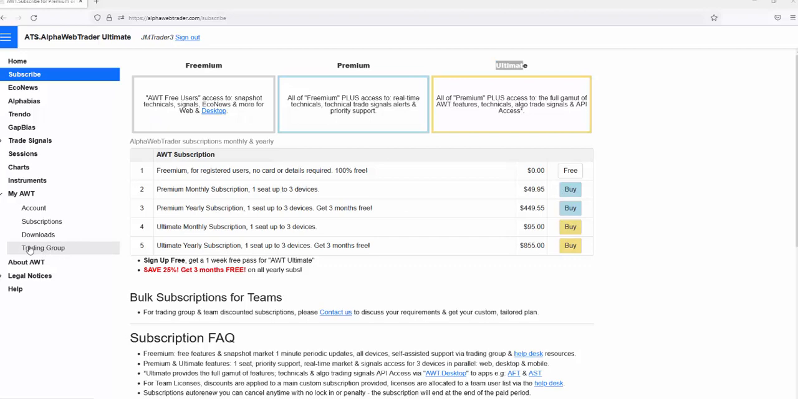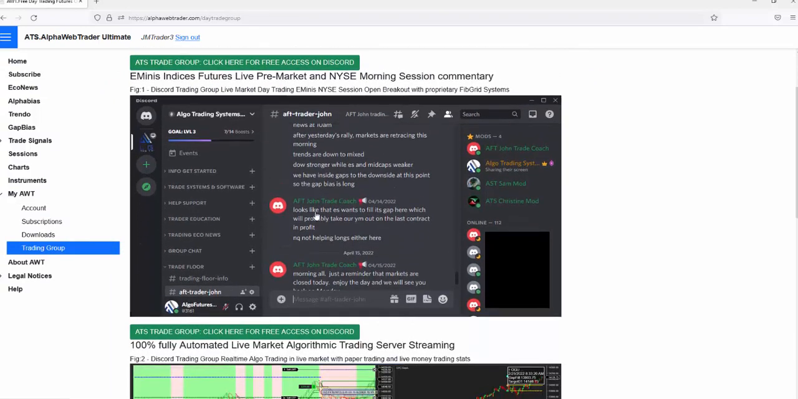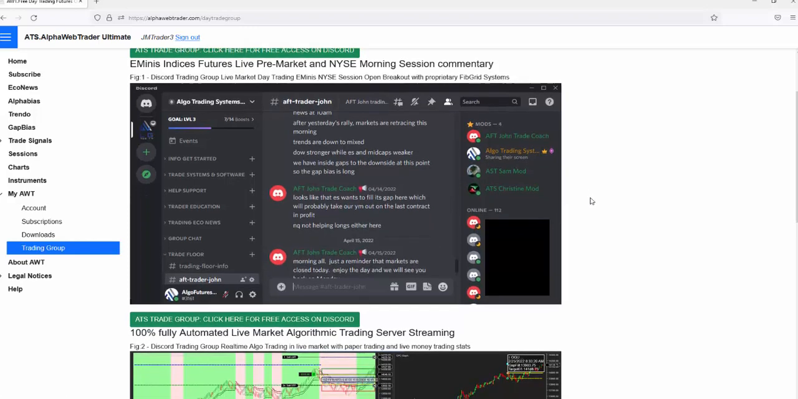And then right here in this section it says trading group. If you click on that, you can access our free Discord server, a little trading room that we do just in the morning. We just try to get a direction in the morning and see if we can get a trade to go in our direction, break out one side or the other, and kind of be done with the day.